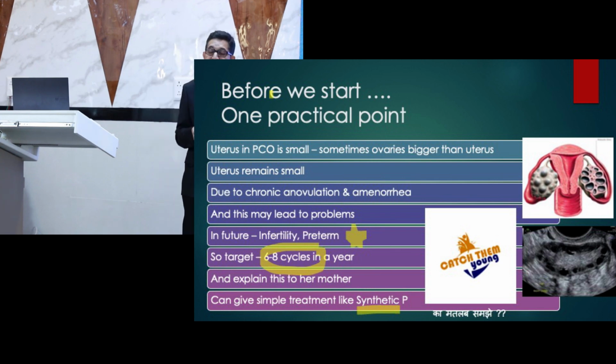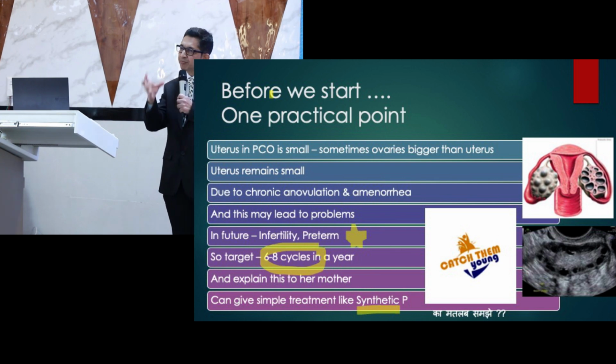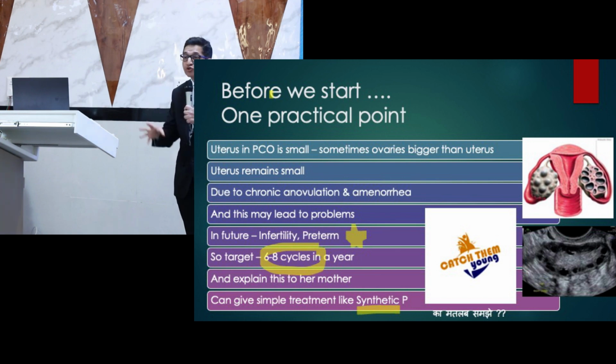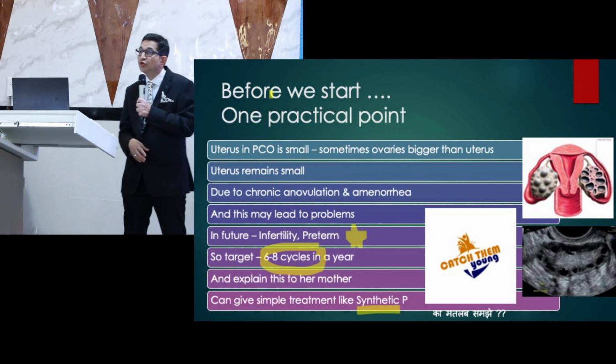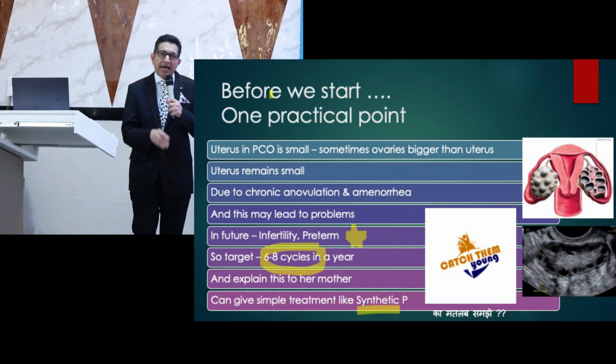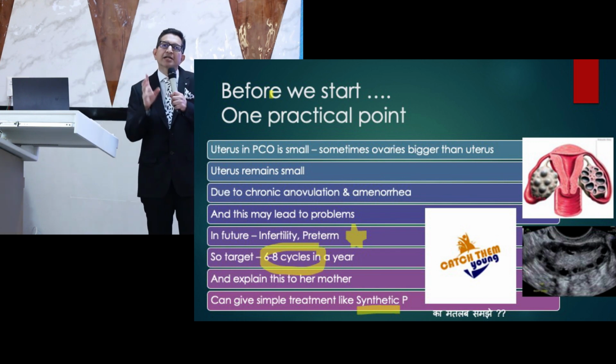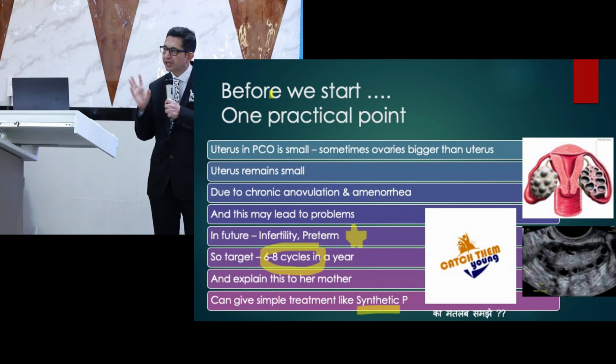So, to avoid this, because what will happen if the uterus remains small because of the chronic anovulation, this uterus will have a problem in infertility, and not only that, it may even lead to preterm labor because of the small size of the uterus. So you should try to achieve at least 6 to 8 cycles in a year. So that should be your aim.